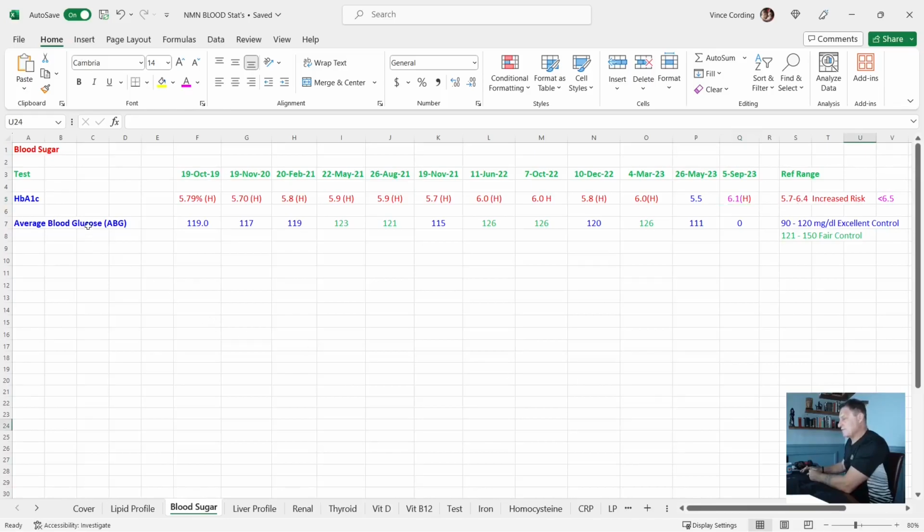You can also see average blood glucose is zero. That's because that's one of the tests that they could not do here on the island where I live. When I go next week to the big island, that's a test I want them to do. I'll probably get them to do both blood sugar tests.